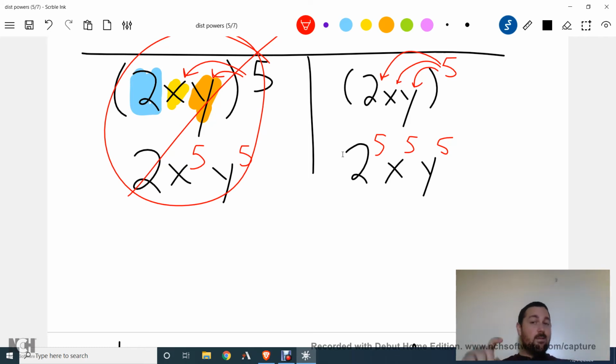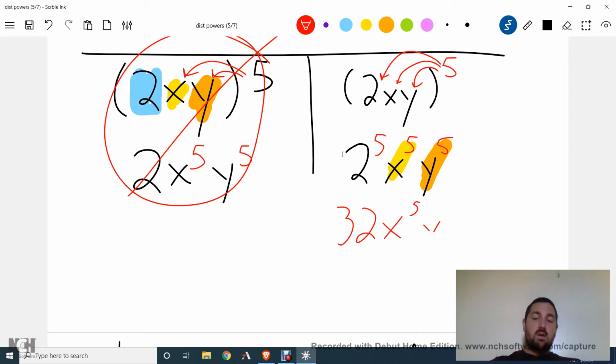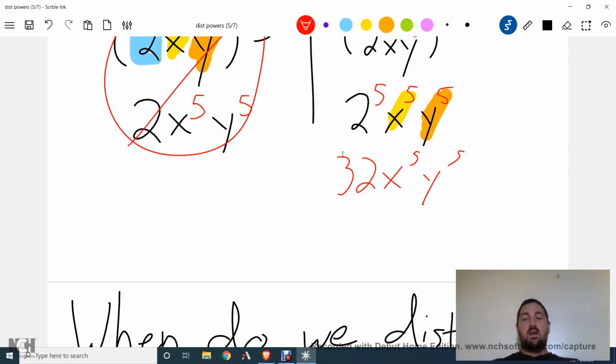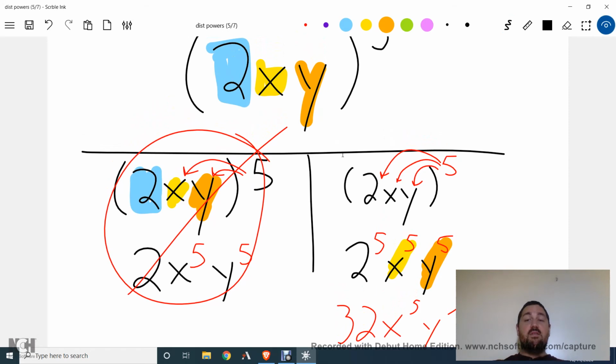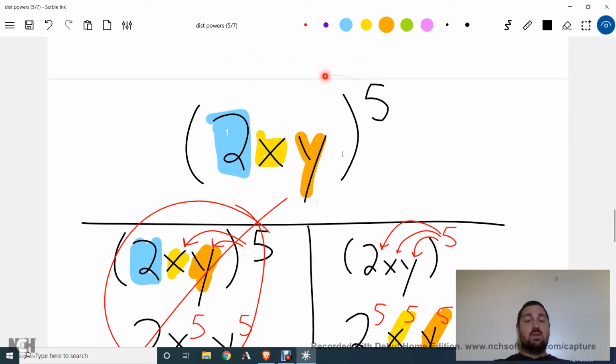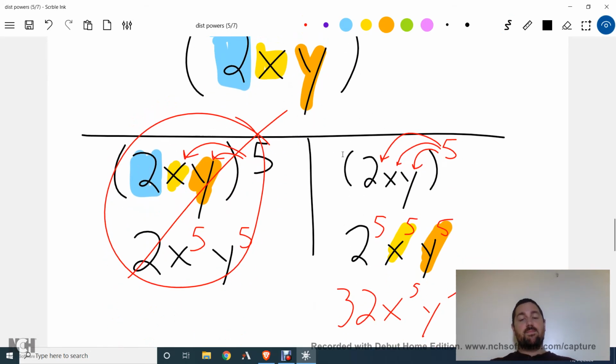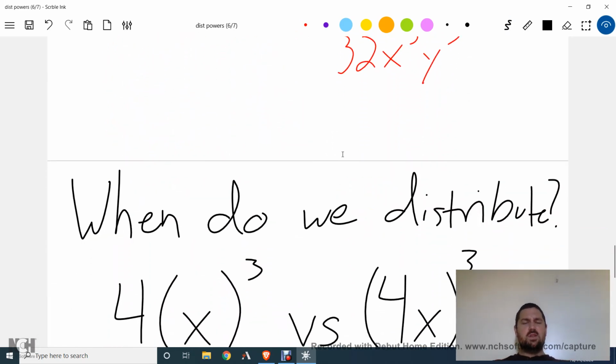Now another thing to be careful about, we're not done yet. X to the 5th can't be simplified anymore. Y to the 5th can't be simplified anymore, but 2 to the 5th can. 2 to the 5th is 2 times 2 times 2 times 2 times 2. That's 32. So we should end up with 32 x to the 5th, y to the 5th, okay? That's our final simplified version of this, okay? So again, main thing, look at the number of factors and make sure each factor gets that exponent when you're distributing, okay?